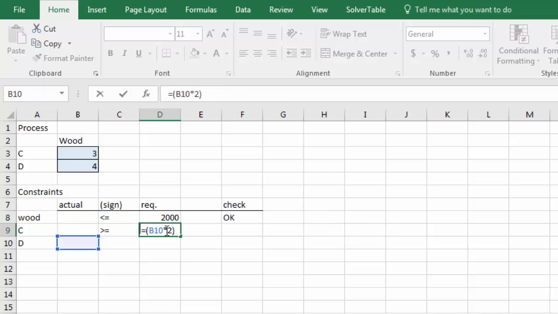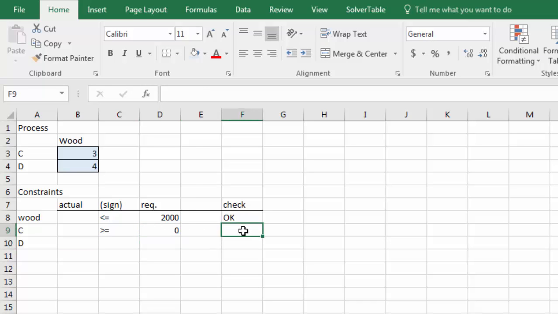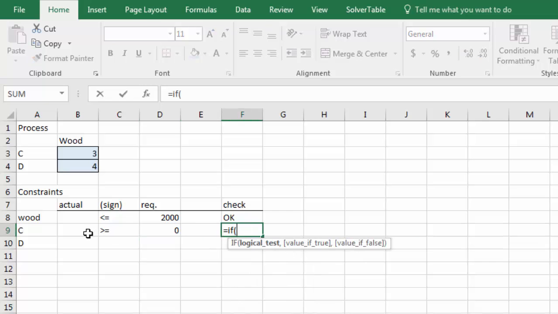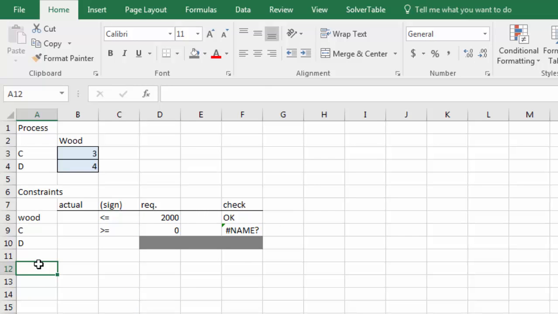Error. Chairs are going to have to be greater than or equal to twice the number of desks. So the desk amount times 2. And then my check will be: if that is greater than or equal to that number, then we are OK. If not, we are error. Okay, so we've got our constraints.